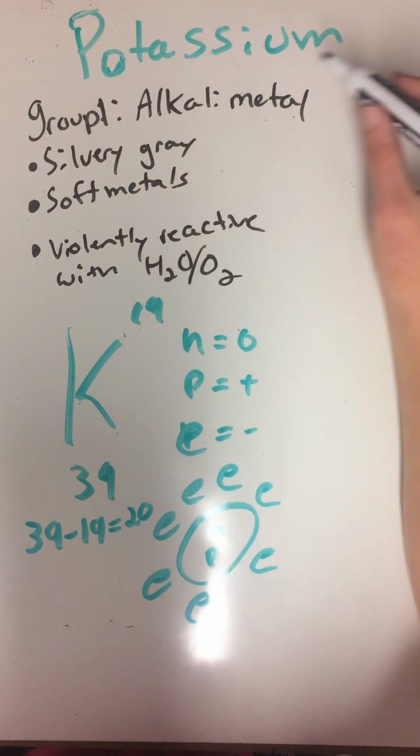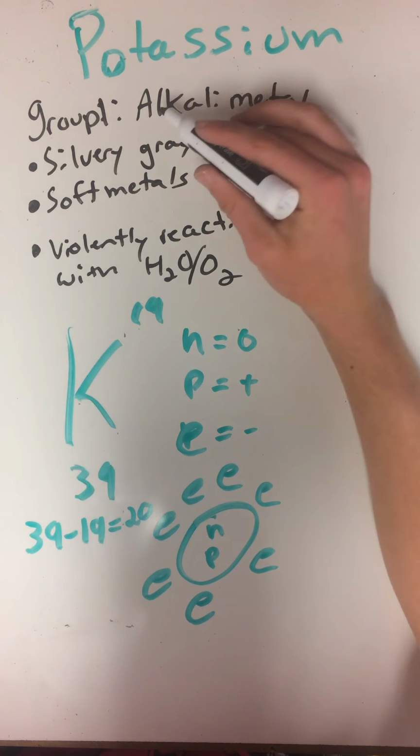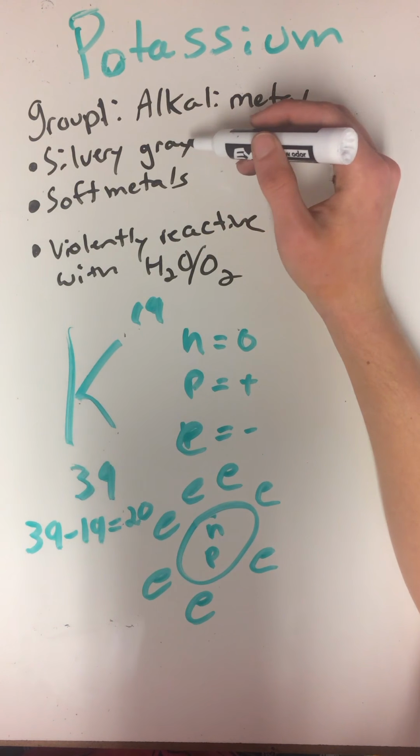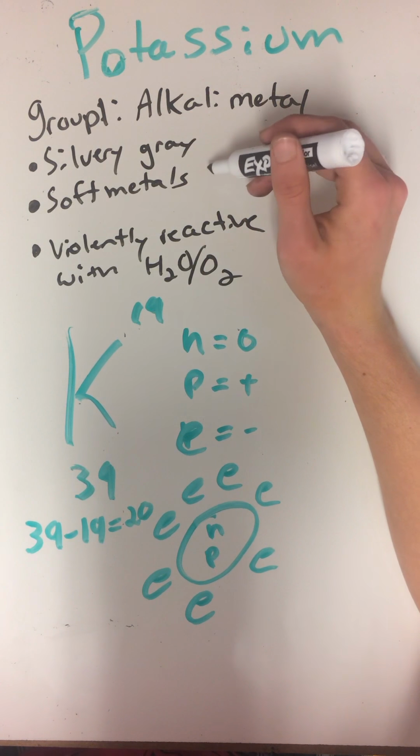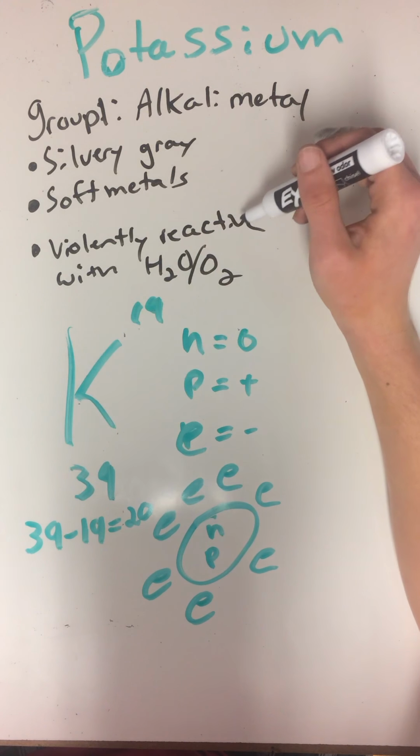Potassium is in group 1 on the periodic table and is an alkali metal. All alkali metals are silvery gray in color. They're soft metals, which means they can be easily cut with a knife, and they're all violently reactive with H2O and oxygen.